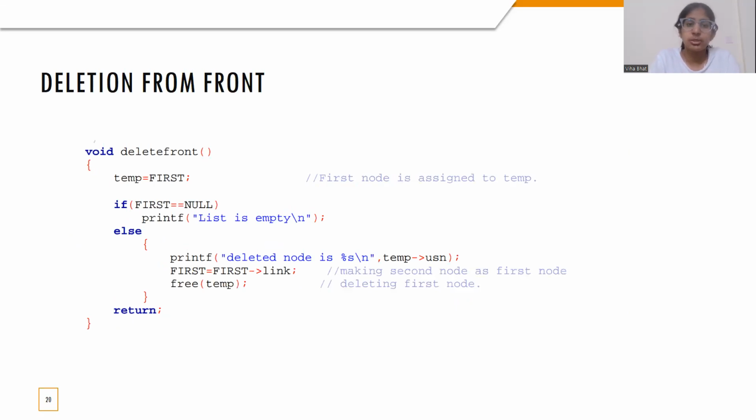So here's the code snippet for deletion from front. We're first initiating temp equals to first, and we're checking if first equals to null. So basically making sure that your list is not empty. If the list is not empty, then we print the deleted node and initiate first equals to first pointing to link and then free temp.